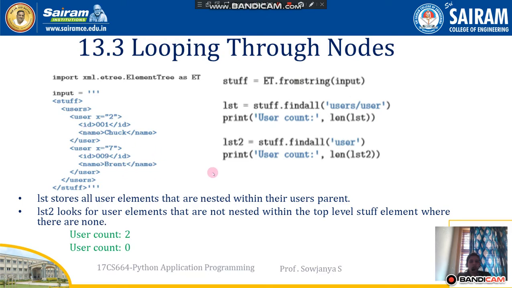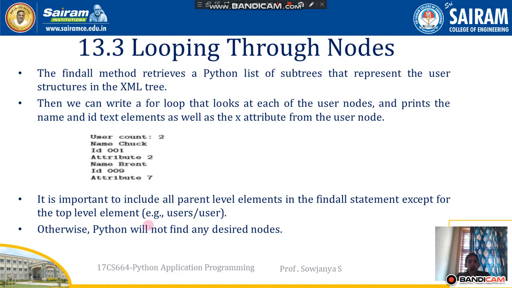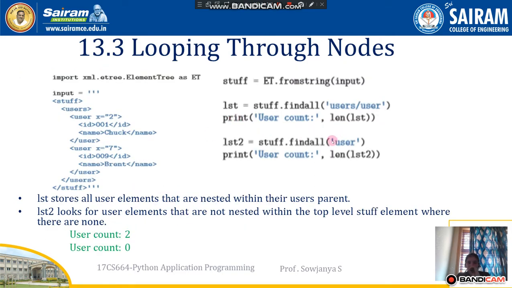I have told you here that you should include all the parent level elements. If you do not include the parent level elements, then it shows the user count as 0. So you can have a look here. For example, list2 is equal to stuff.findall of user, print user count, length of list2 is 0 because it is not including all the parent level elements.